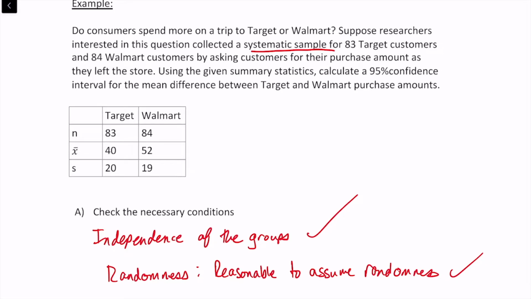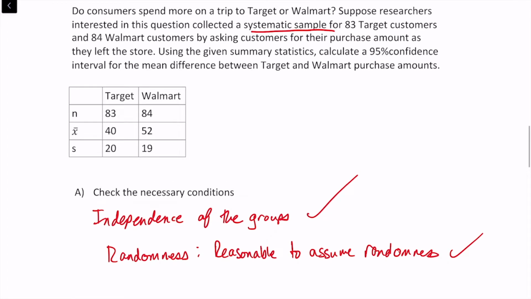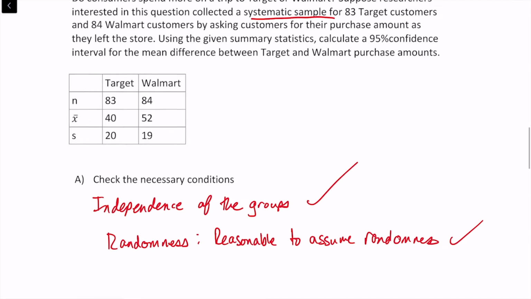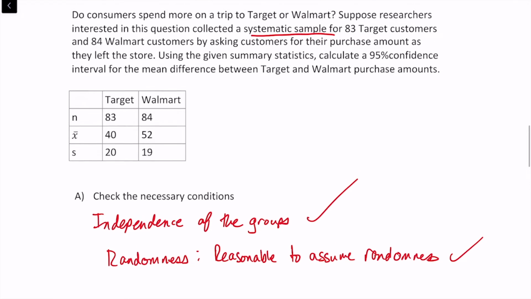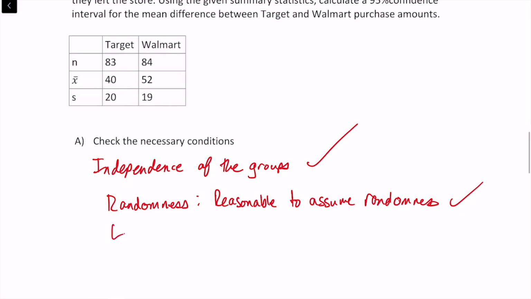All right, then we need to check for the less than 10% sampled condition, right? So we have 83 Target customers, 84 Walmart customers. That is way less than 10% of all possible customers from those stores. So the less than 10% condition is good to go.